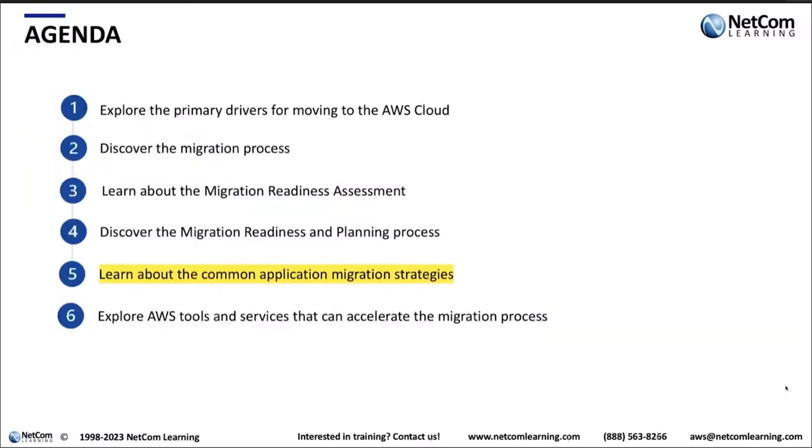Now let's move into the next section, which is about learning about the common application migration strategies. It used to be called the 6R migration strategies, but it's now a 7-step, not 7 R's, but a 7-step. There's actually one additional step that's been added. So let's go ahead and take a look at it.